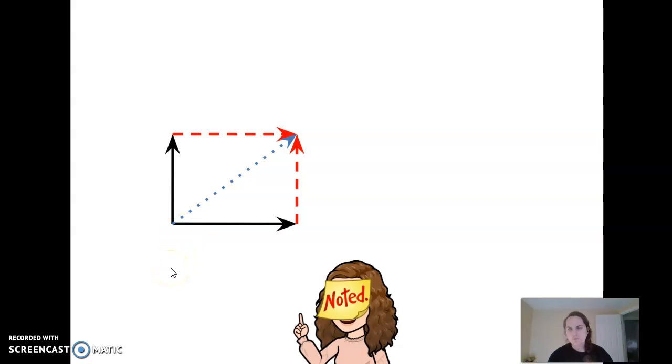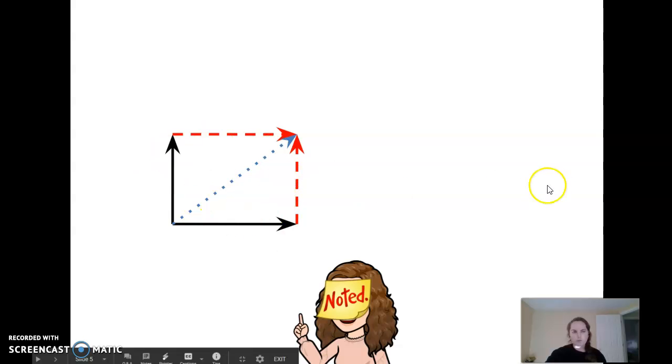It's just like if you were pulling two strings, right? If we had a ball in the middle and we were pulling two strings, that ball would start to travel in a diagonal direction. That is exactly what we are showing here with this resultant.